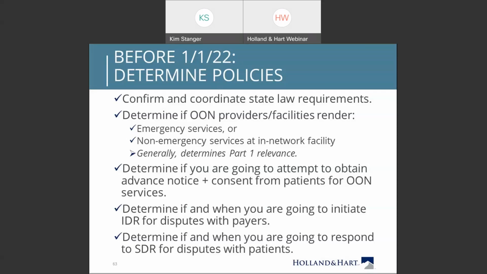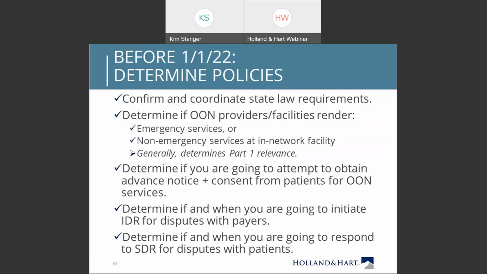Determine if you are going to attempt to obtain advance notice and consent from patients for out-of-network services in those emergency or non-emergency services identified above. That will be really hard to do. As we talked about last time, there is a process for you to do it, but I think it's going to be really rare that you're able to get that, because how often are you going to have patients, after you give them notice and seek their consent, say, oh yeah, that's fine, I'll pay you more than I'm otherwise required under the law. But if you're going to try it, then make sure you have that notice and consent process set up.